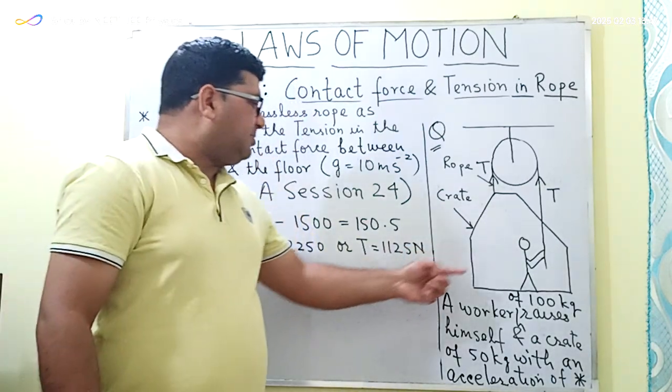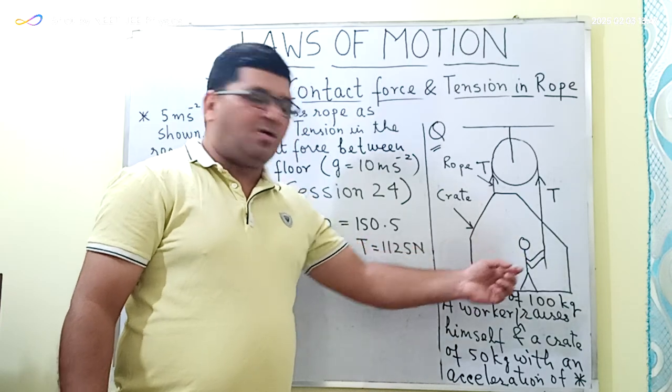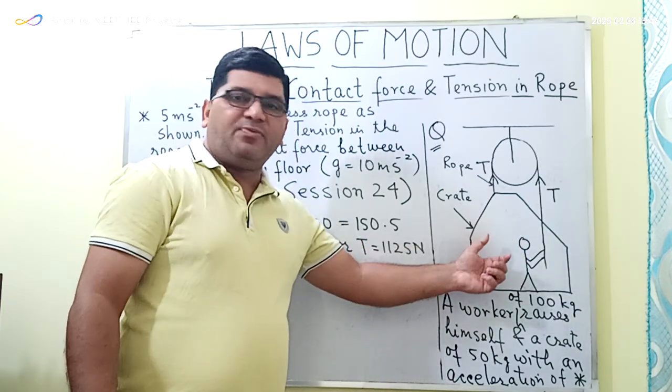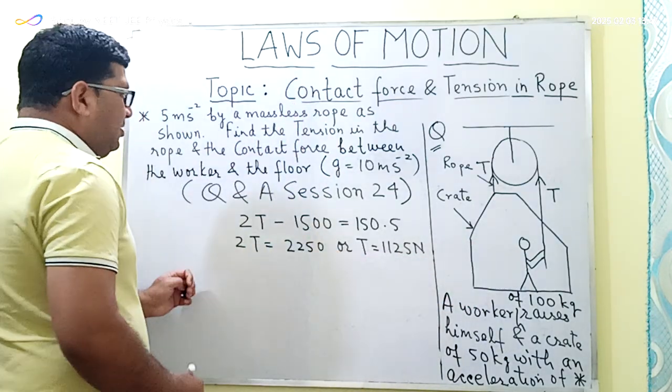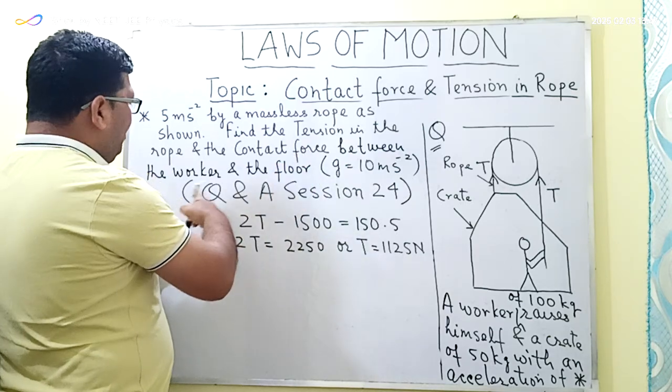Now it means that this man or the worker is applying a force of 1125 newtons. That is, he is applying a force of 1125 newtons on this rope. Now we have to find the contact force between the worker and the floor.